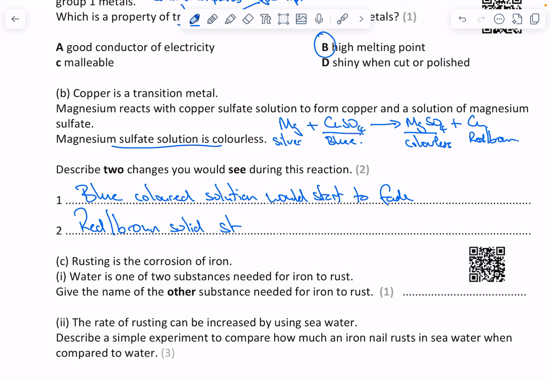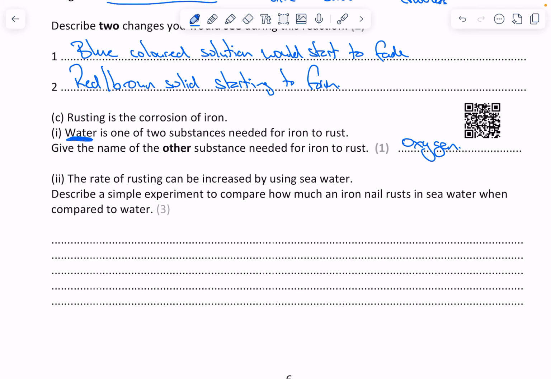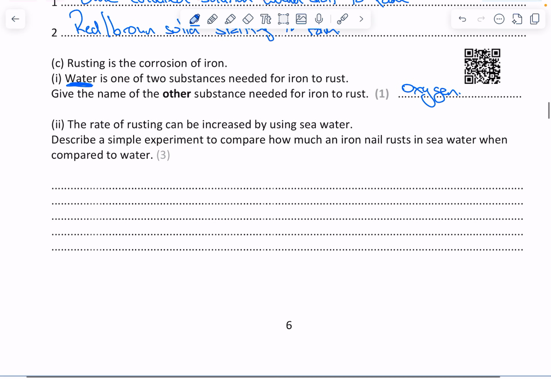Now I've got a little bit of knowledge on rusting. So it says, give names for objects and substances needed to rust. Remember that to rust we need water. We've got water there, but we also need oxygen present to make things rust. The rate of rusting can increase using seawater. Describe an experiment to compare how much an iron nail rusts in seawater when compared to just regular water.